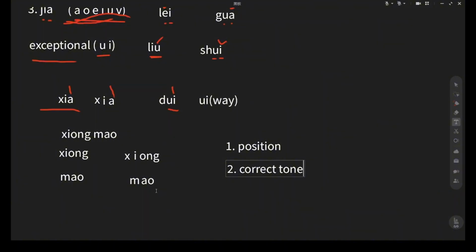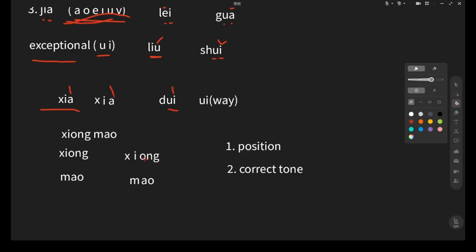You mark these two pinyin. Which tone? On which vowel? You try to mark on it. So I read again. 熊猫. Done. So I write the right answer.